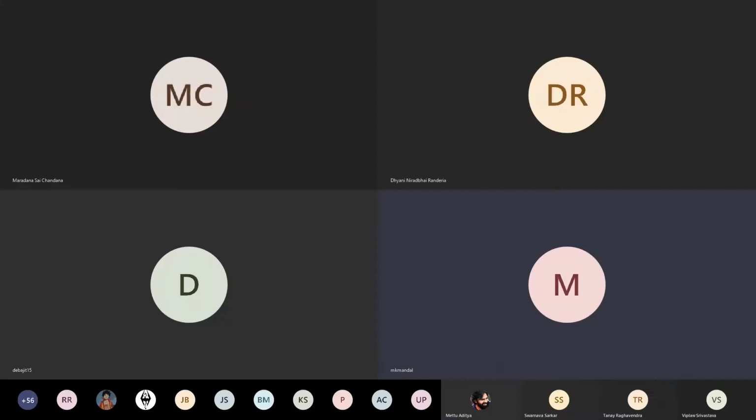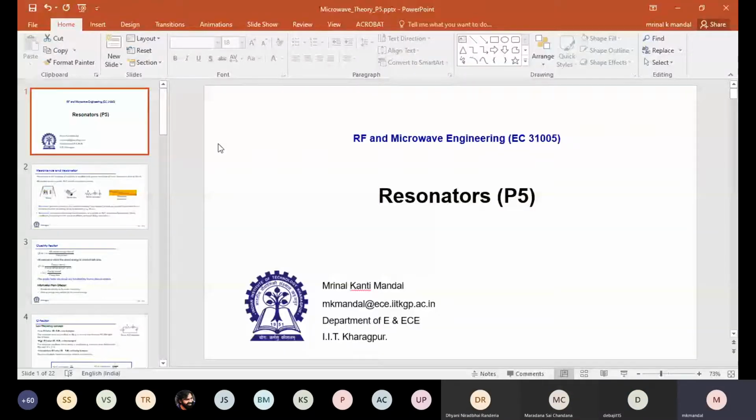Good morning. Today we are starting a new topic, it's resonator. And if you go through DM Pozar's book, it's in chapter 6. Since it has similarities with the transmission line or guiding structure concepts, whatever we have learned previously, I'm going to start this part first, and then we'll come back to other chapters.